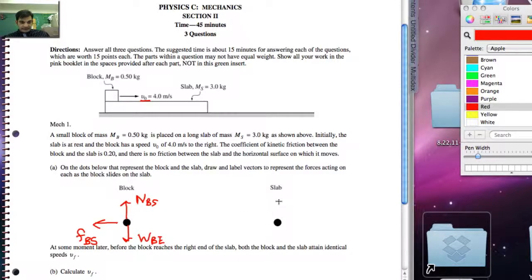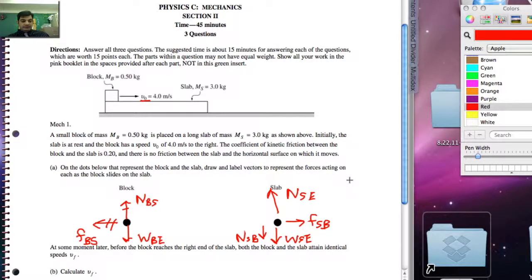Now, let's look at the free body diagram for the slab and make sure we get this right. We're going to have a normal on the slab due to earth, and the weight of the slab due to the earth. Notice there is a normal on the block due to the slab. By Newton's third law, there's going to be a normal on the slab due to the block, because the block weighs down on it. And there's a second third law pair: the force of friction on the block, and a reaction force, a force of friction on the slab due to the block. It looks like there's no friction between the slab and the horizontal surface, so we're good.